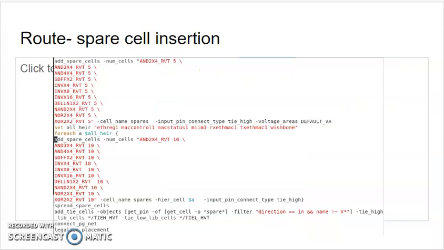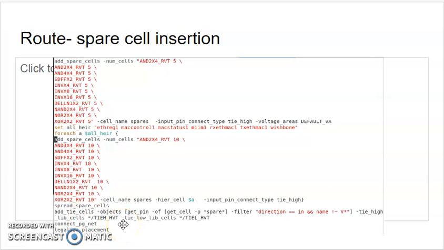Before the route stage, I insert the spare cells. I add spare cells in the top level module, and I add spare cells in each module, which are listed right here. After adding the spare cells, I also add tie cells to tie the spares.